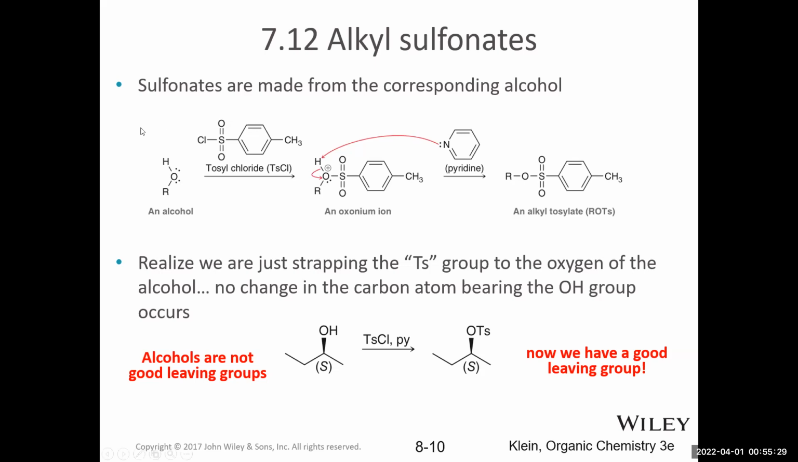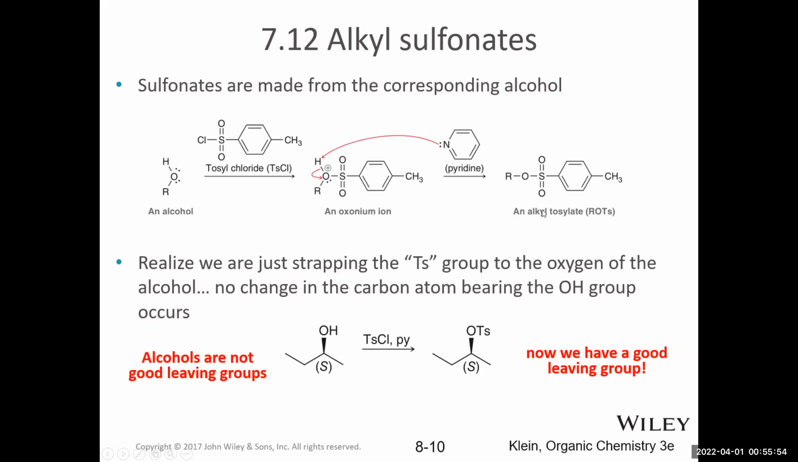So what we'll do is take the alcohol and add in some mesyl, tosyl, or triflyl chloride, and it will do a substitution reaction to remove the chlorine. Then a base can come in and take the proton to give us a neutral product. Again, this is often abbreviated as ROTs.